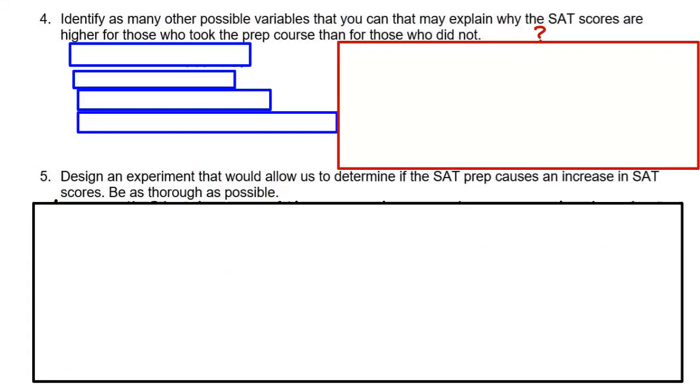Identify as many other possible variables that you can that might explain why SAT scores are higher for those who took the prep class than for those who did not. And I already said motivation level in the previous question. Motivation level could be influencing their study habits, and the motivation level, because it's influencing their study habits, would have a positive correlation with their SAT score. What else could influence this? Parent expectations. I love it.